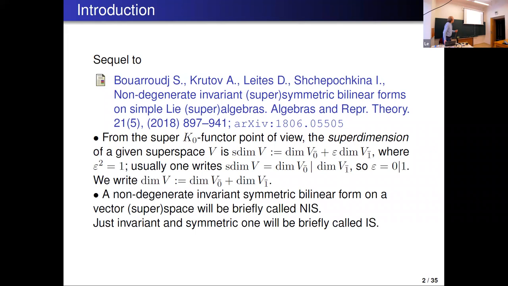My bilinear form on the vector space that is invariant with respect to the action of some algebra or group, which is symmetric, bilinear, and non-degenerate, will be called NIS. If it is just invariant and symmetric, it will be called IS. It's just a convenient abbreviation: I is invariant, S is symmetric, and N is non-degenerate.